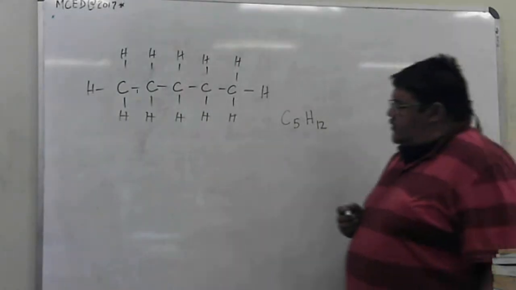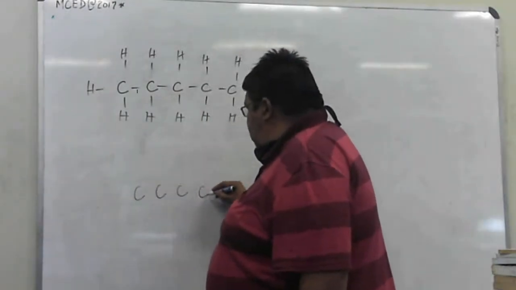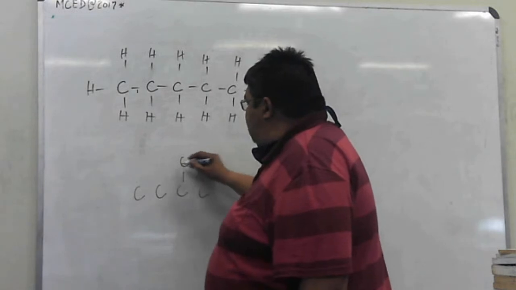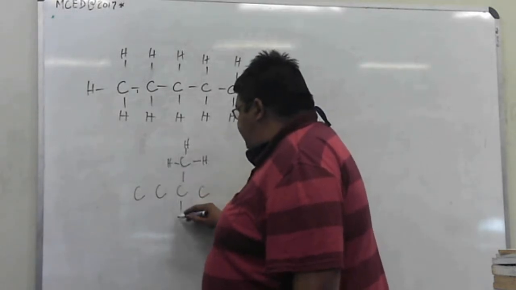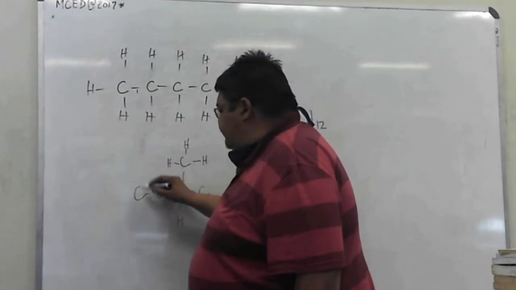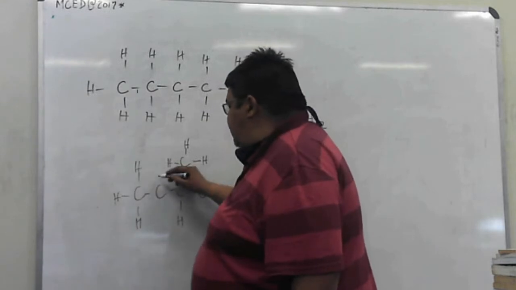But let's have a look at 4 carbons with a methyl. Let's see if it is an isomer. Put in our hydrogens, rule of 4.